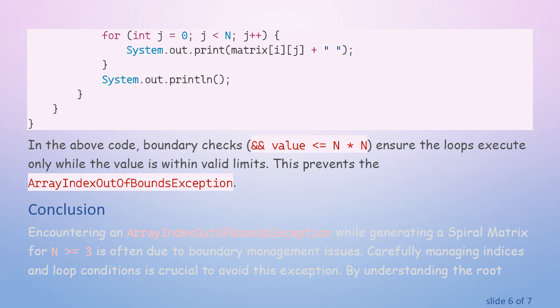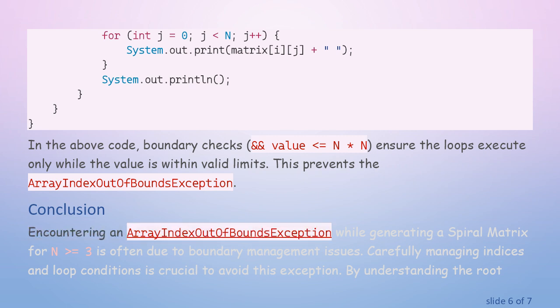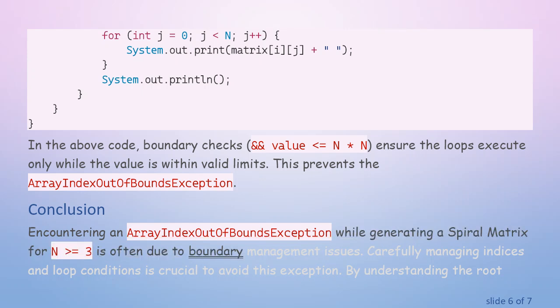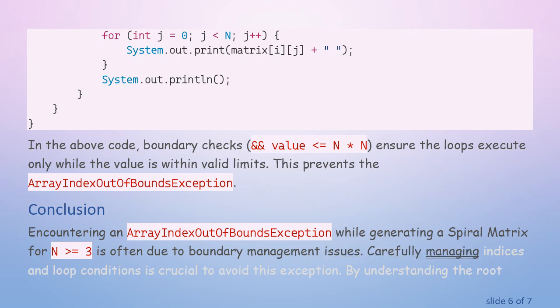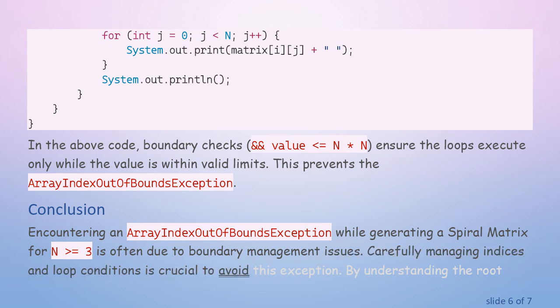Conclusion. Encountering an ArrayIndexOutOfBounds exception while generating a spiral matrix for n equals 3 is often due to boundary management issues. Carefully managing indices and loop conditions is crucial to avoid this exception. By understanding the root cause and following structured debugging steps, you can resolve this issue and create a robust solution.